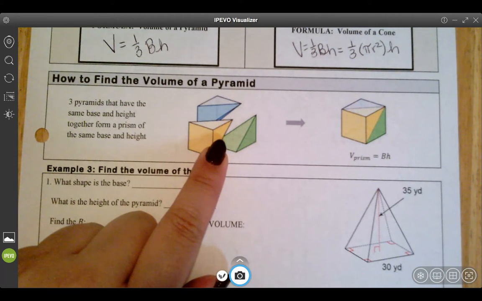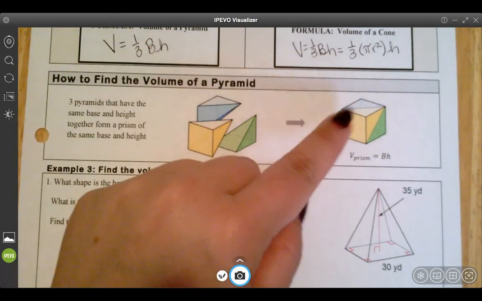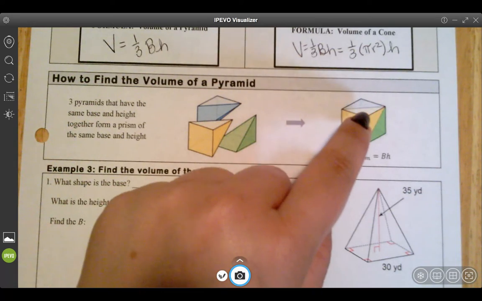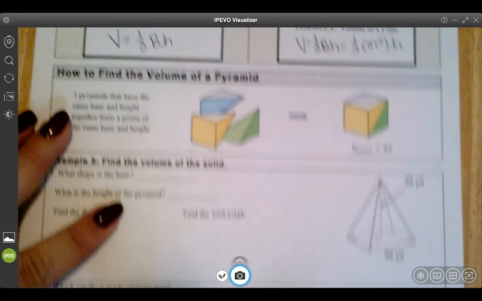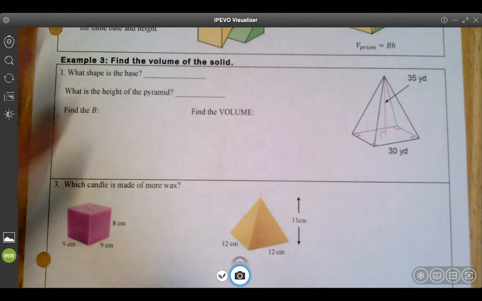If you take a pyramid and you put 3 of them together, it will make a prism, or you can think of it as taking a prism and breaking it into 3 pieces will give you a pyramid. So that's the relationship 1-to-3.